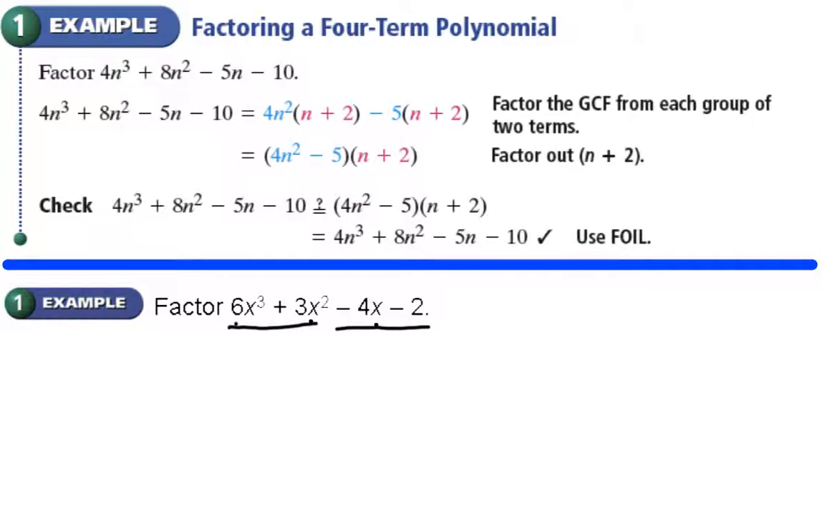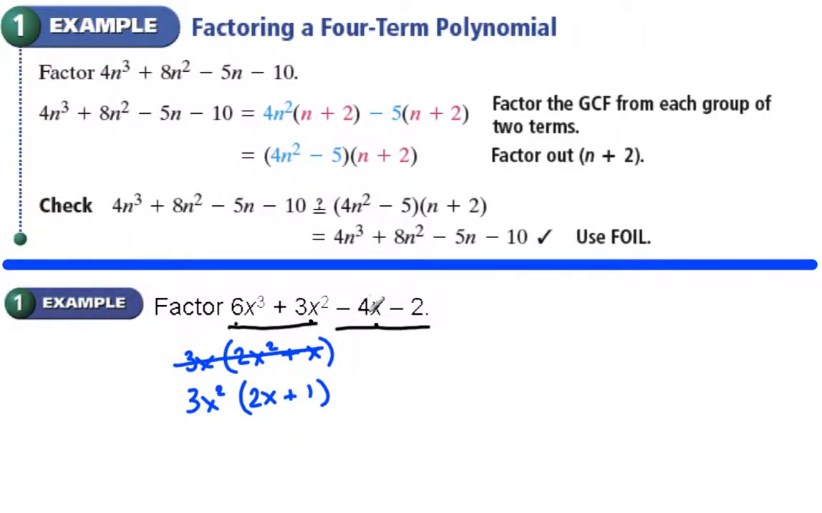So 6x cubed and 3x squared. They have 3x in common. 6x cubed divided by 3x, 6 divided by 3 is 2, x cubed divided by x is x squared. 3x squared, factor out that 3x, so 3 divided by 3 is 1, x squared divided by x is x. So now we have 2x squared plus x in there. Maybe we should factor out another x. All right, so let's go ahead and do 3x squared, and then that would leave us with 2x plus 1.